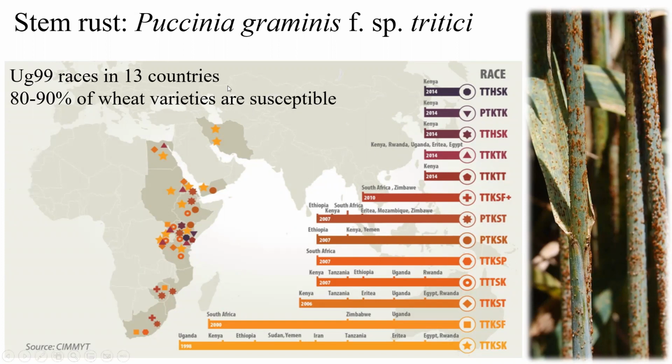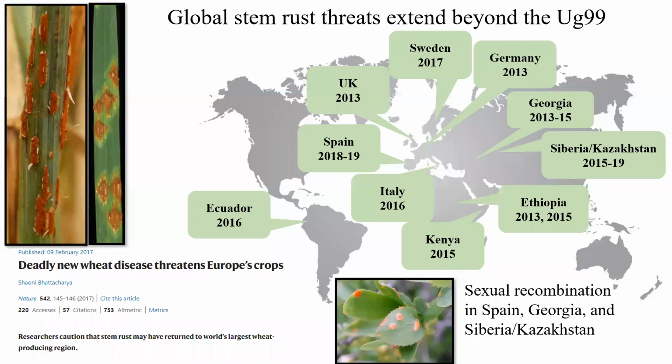This race rapidly spread to cover all of East Africa, going all the way to the Middle East, Yemen, and Iran. And here are the different races of the Ug99 lineage that have some virulence variation on the deployed resistant genes in wheat varieties. However, the recent epidemics of stem rust in Europe, in Asia, and in South America were caused by different races than Ug99.